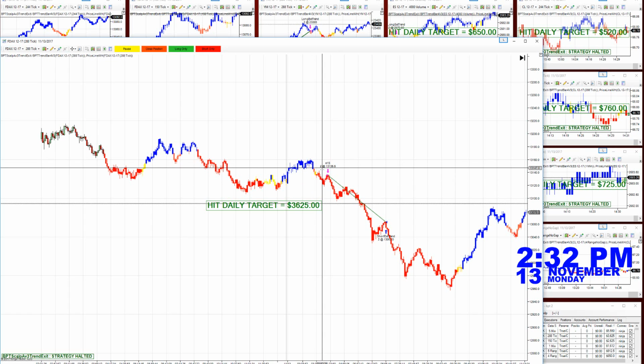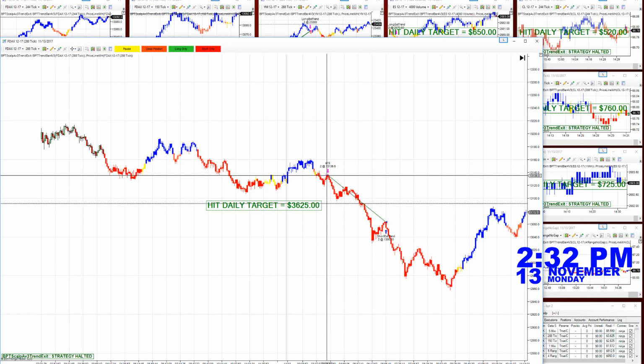So if we notice here in the morning, I do not use any other market, I only use the DAX. The first trade on the DAX, and this one is 288 ticks.